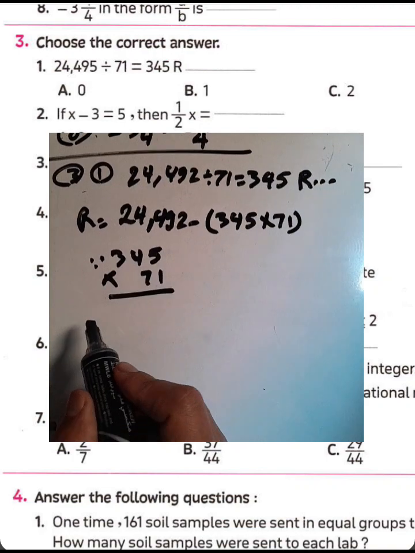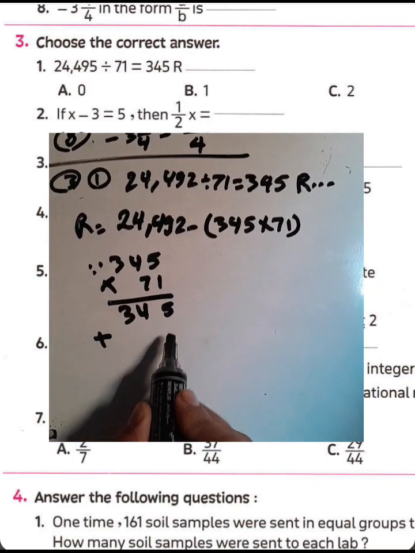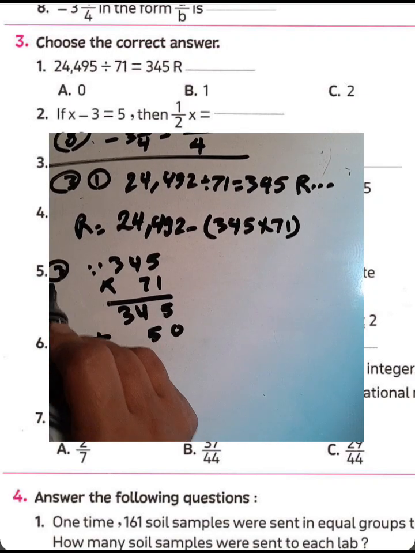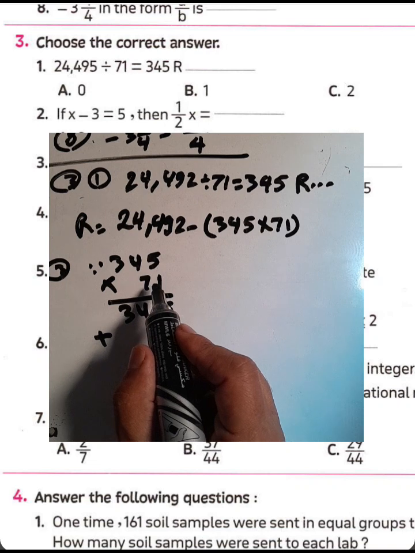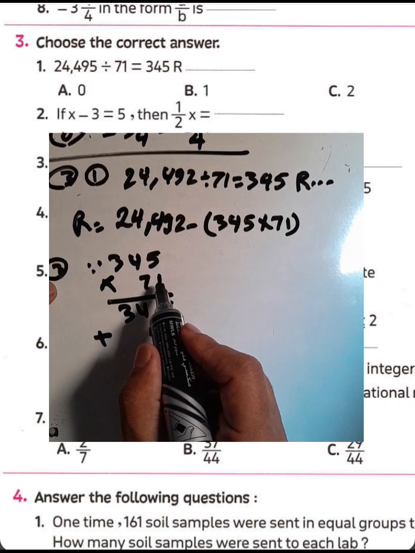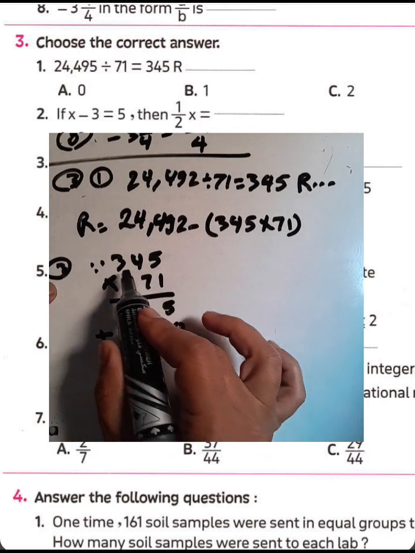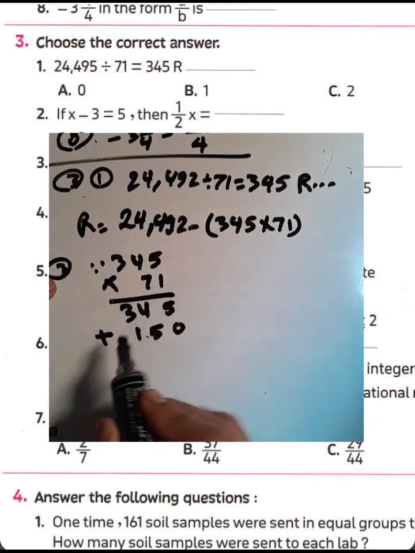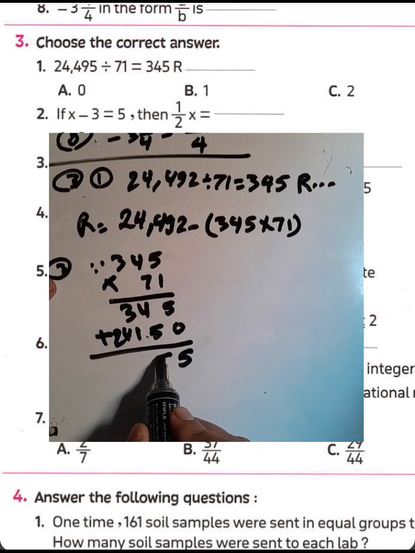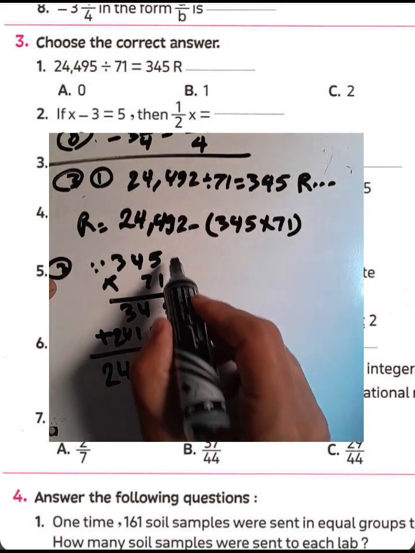345 times 71. 1 times 5 equal 5, 1 times 4 equal 4, 1 times 3 equal 3. 5 times 7 equals 35. Write 5 and carry 3. 4 times 7 equals 28. 28 plus 3 equals 31. Write 1 and carry 3. 3 times 7 is 21. 21 plus 3 equals 24. 4 plus 5 equals 9. 3 plus 1 equals 4, and write 4 and 2. Then complete with me here.